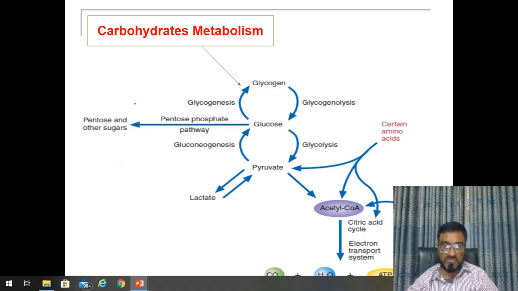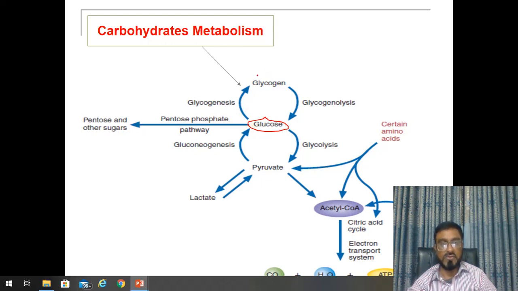Look at this one. What are the fates of these metabolic reactions? Glucose, the carbohydrate, if present in excess, is converted into glycogen. What is the pathway? Glycogenesis. This is a pathway containing several types of reactions. It's not a simple conversion of glucose into glycogen, but a complete pathway, glycogenesis.